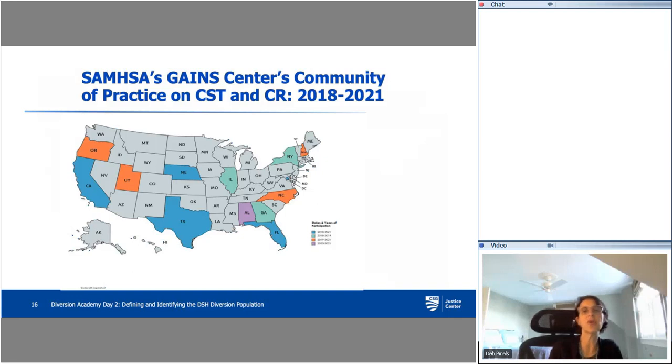From there, SAMHSA picked up that idea of the peer learning collaborative, and through the GAIN Center, which works in collaboration with CSG, from 2018 to 2021 several states engaged in communities of practice looking at competence to stand trial and competency restoration, California being one of them. So kudos to California for doing that work and for continuing to do this in this way. Next slide.